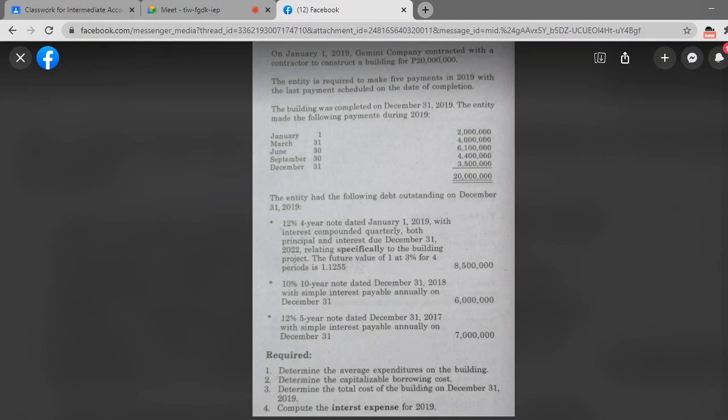Okay, that would be the last problem for borrowing cost. And the next topic will be land and building, right? Land and building. Okay? Walang question.